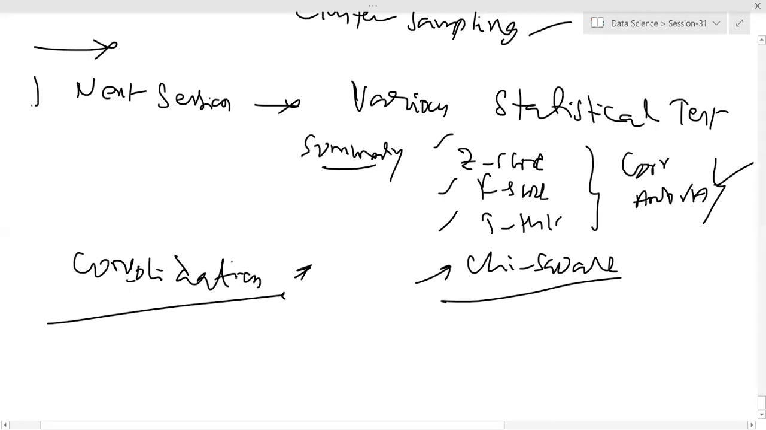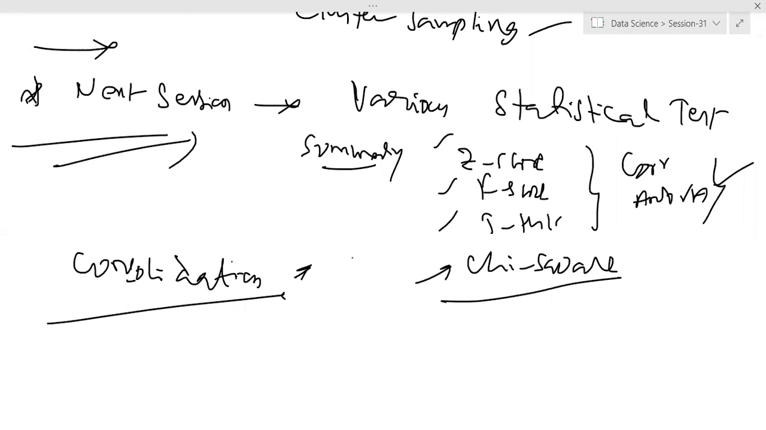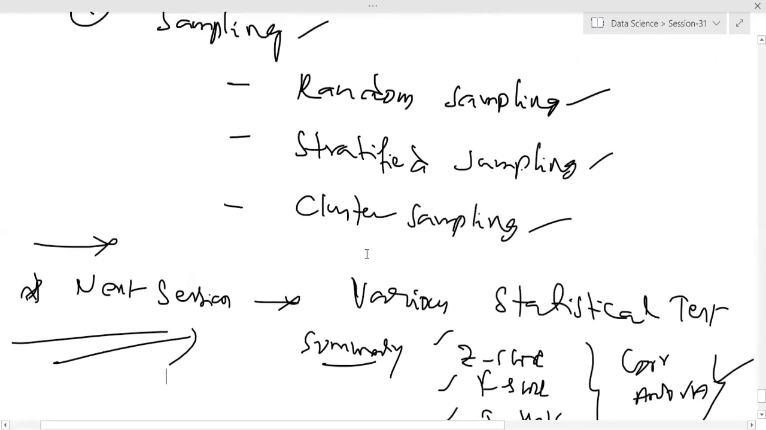But most importantly, our focus is on the statistical tests, because this really helps us understand the prediction levels and whether our model is really good or not. That's all from my side. Any doubts or clarifications?